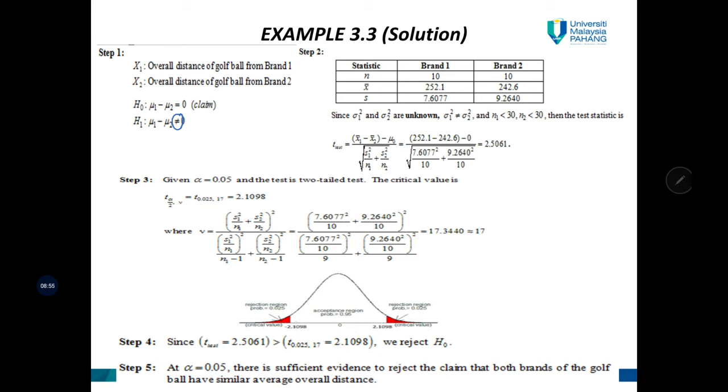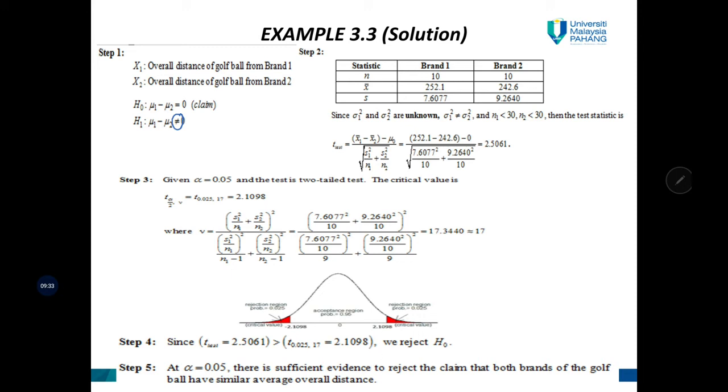So now put the value of minus t 0.025 with degrees of freedom 17, and the other one, t 0.025 with degrees of freedom 17. Okay, so now complete step 3. In step 3, we can identify the rejection region and critical values. So now we go to step 4. In step 4, we want to make a decision on H null. Look at the rejection region to make a decision.